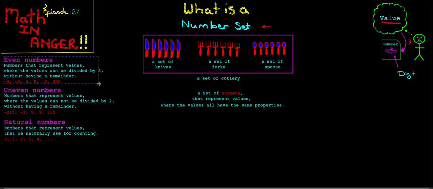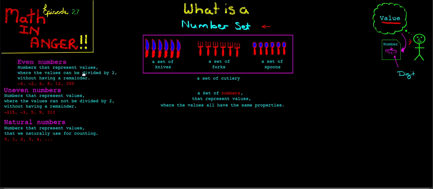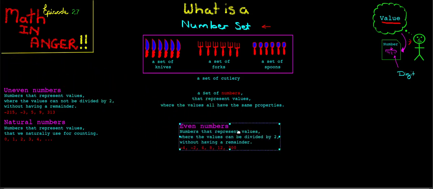Think of something like even numbers. Right? Even numbers are numbers that represent values where the values can be divided by 2 without having a remainder. -4, -2, 4, 8, 12, 300, all of those are even numbers. So it is the set of numbers that represent those values.